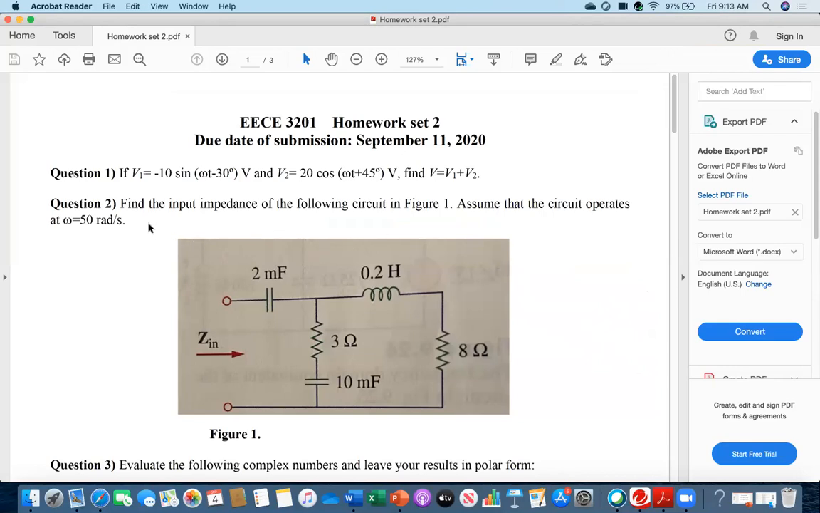The first one, there are two functions, v1, this one, and then v2. Then find their sum, v1 plus v2, just to add up those two.